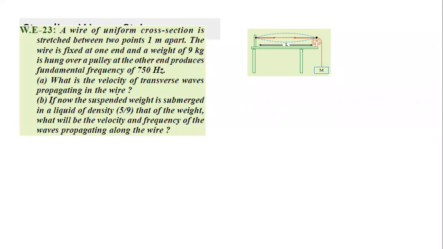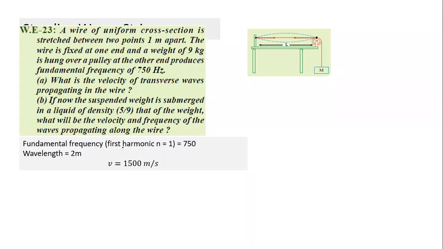So what is the velocity of the transverse wave? What are the things which are given? The moment we form one loop, the wavelength is known. Fundamental frequency means first harmonic, and it is given as 750. Since this length is lambda by 2 equal to 1 meter, lambda is 2 meter, which you can easily obtain from this figure. So frequency and lambda are both given, and we can find the speed, which is equal to 1500 meter per second. This is pretty simple.